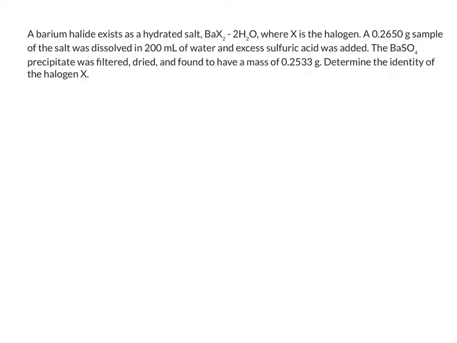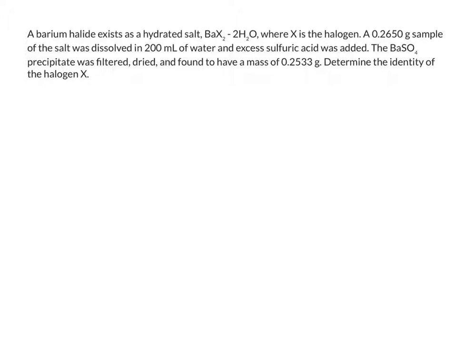Our next problem looks into identifying an unknown. So a barium halide exists as a hydrated salt, BaX2.2H2O, where X is the halogen. A 0.2650 gram sample of the salt was dissolved in 200 milliliters of water, and excess sulfuric acid was added. The barium sulfate precipitate was filtered, dried, and found to have a mass of 0.2533 grams. Determine the identity of the halogen X.